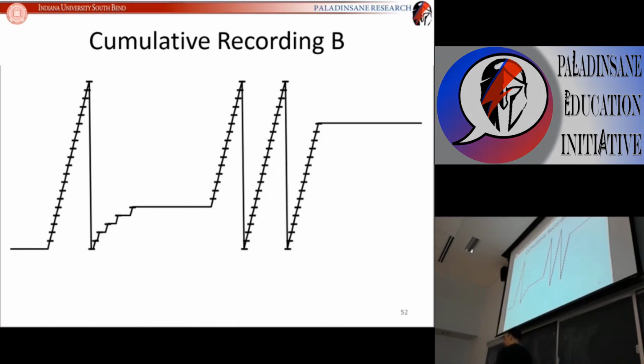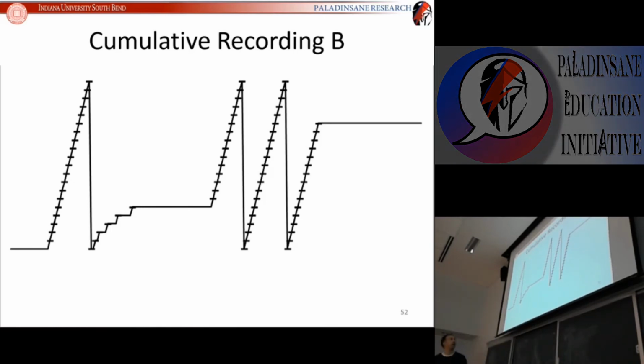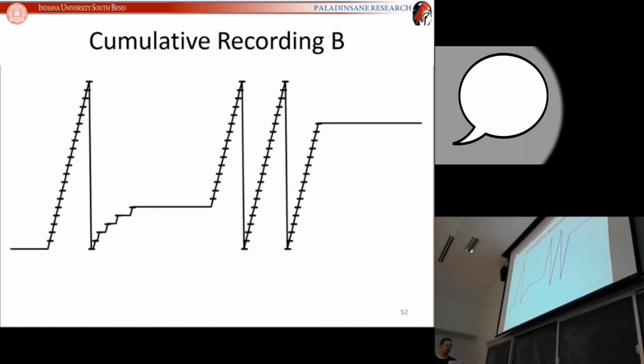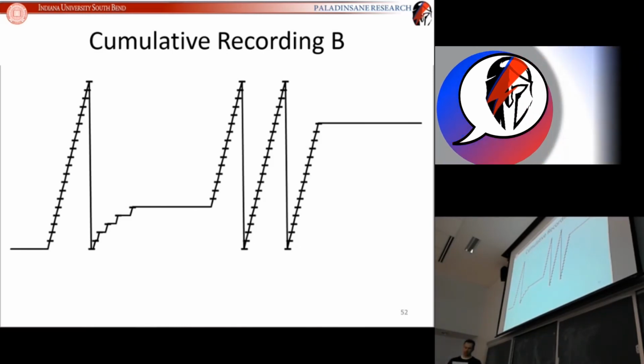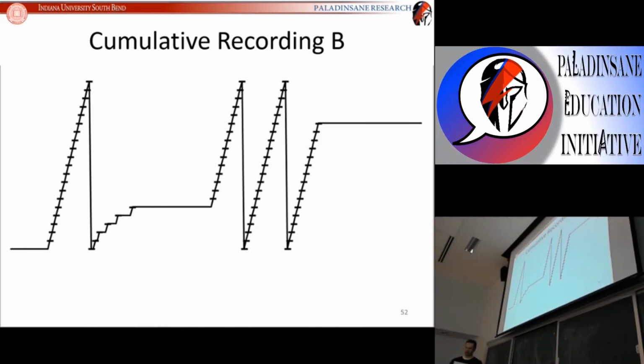All right, number B. So what is this? Is this behavior number 1? Show of hands. Behavior number 2? Or behavior number 4? All right, so this is actually number 4.